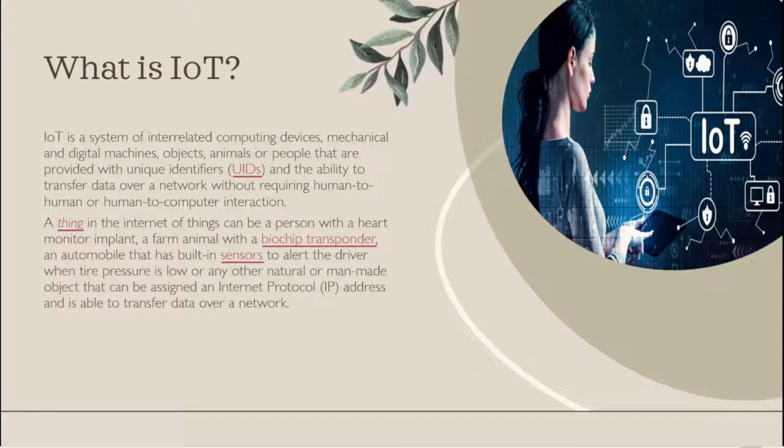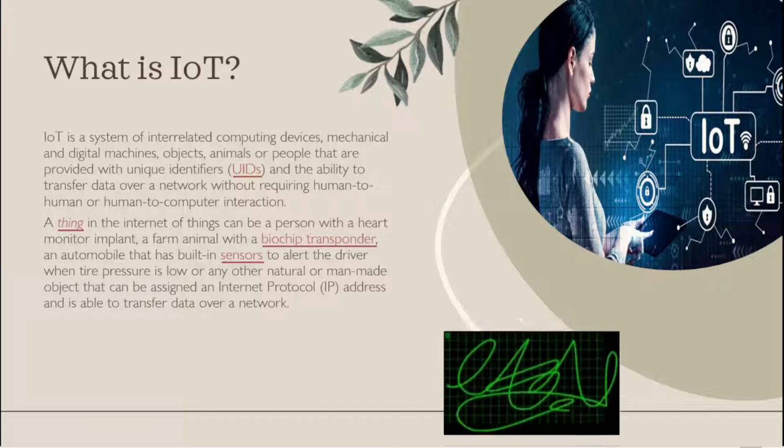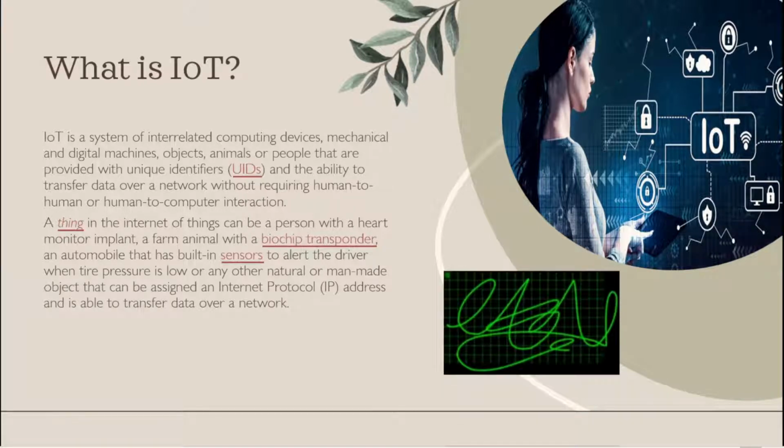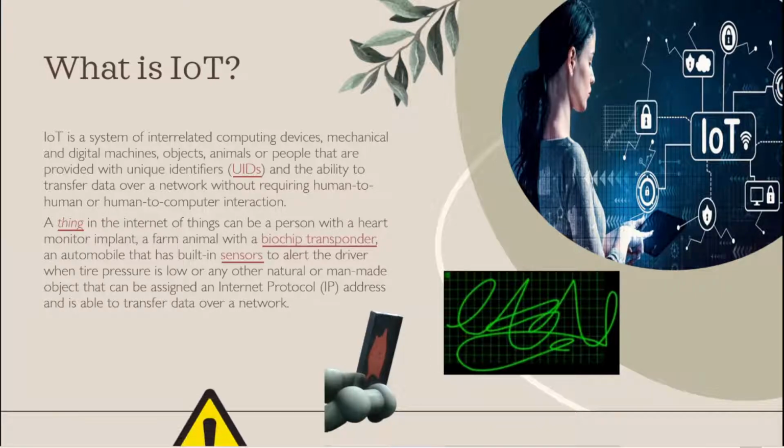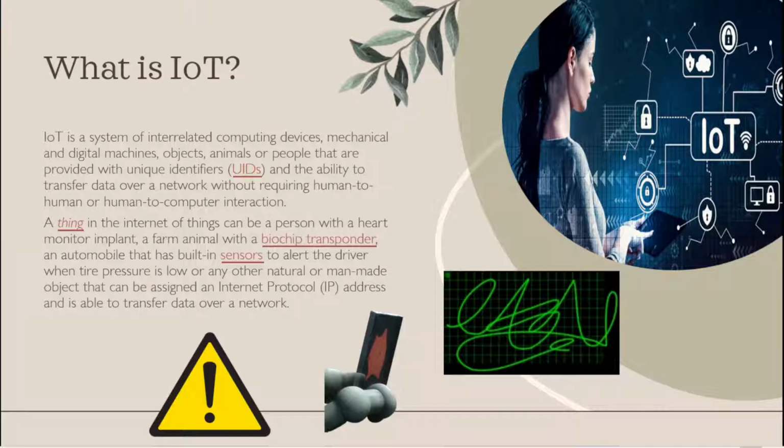A thing in the Internet of Things can be a person with a heart monitor implant, a farm animal with a biochip transponder, an automobile that has built-in sensors to alert the driver when tire pressure is low, or any other natural or man-made object that can be assigned an IP address and is able to transfer data over a network.